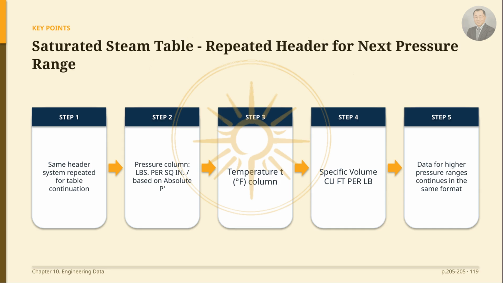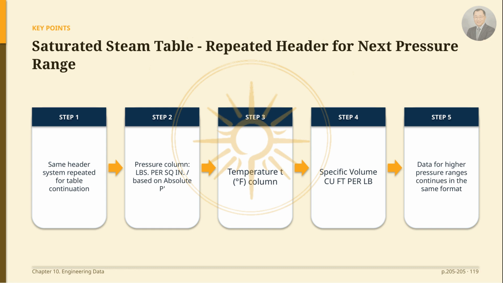Finally, this part introduces the area where the header system repeats as the saturated steam table continues into the next pressure range. Since the table is long and spans multiple pages, column headers such as pressure, temperature, and specific volume appear again.